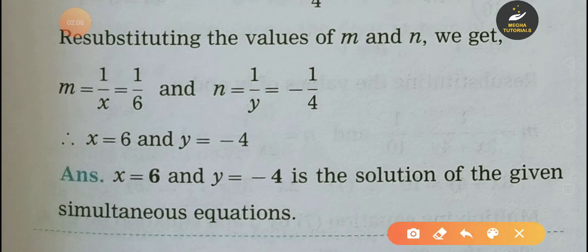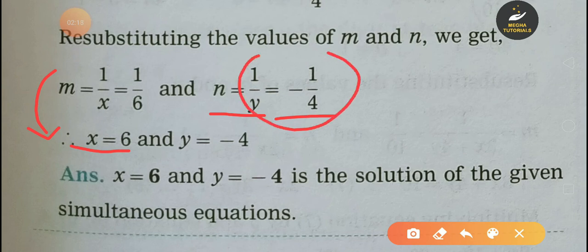So by taking reciprocal, you can get x is equal to 6. And on this side, n is equal to 1 upon y, that is minus 1 upon 4. So by taking reciprocal, you will get y is equal to minus 4. Therefore, solutions for the given equation is x is equal to 6 and y is equal to minus 4.